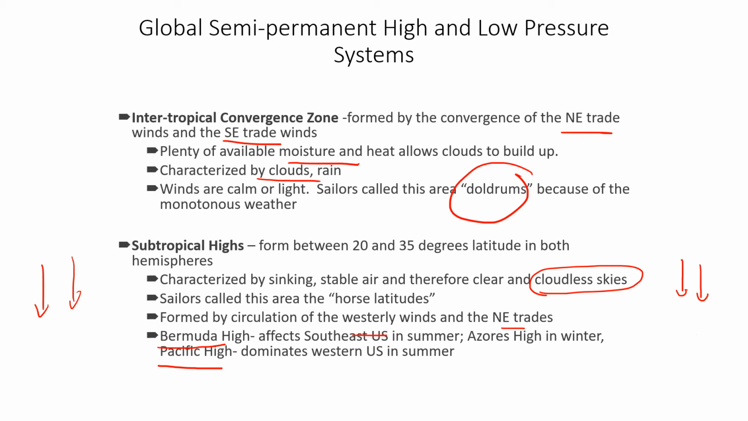Now, one of the attributes of subtropical highs is that sinking air. The major deserts of the world, if they're not interior deserts like Mongolia, are impacted by the fact that air is so stable when there's no rain. So the Mojave, the Sahara.